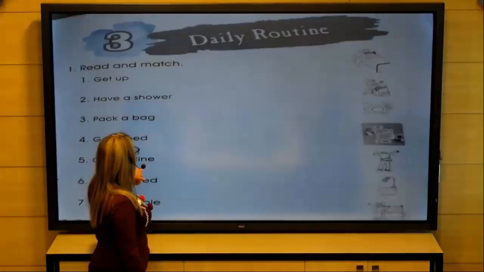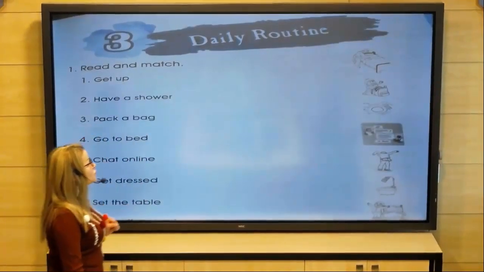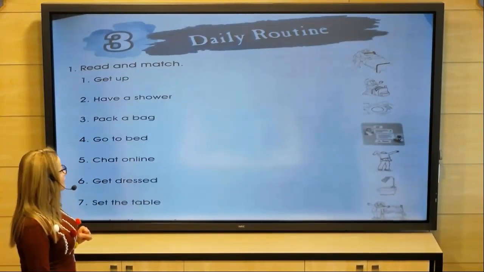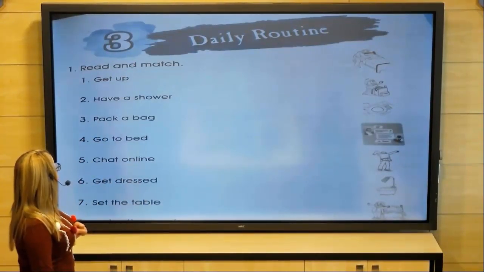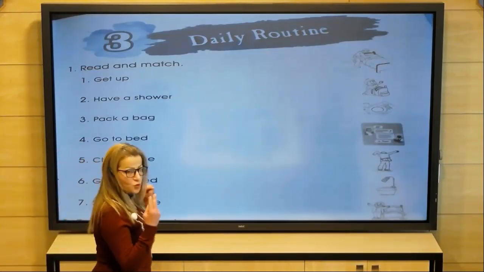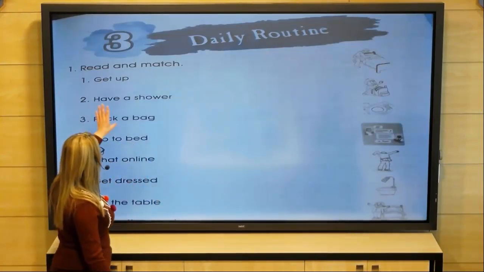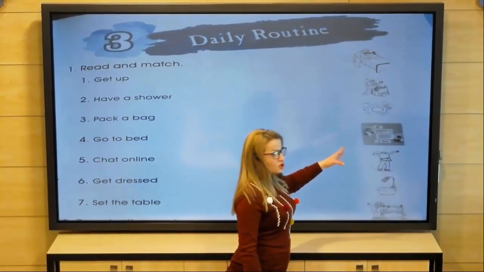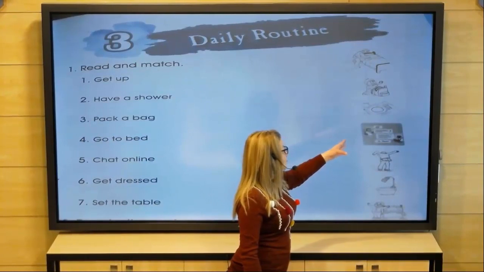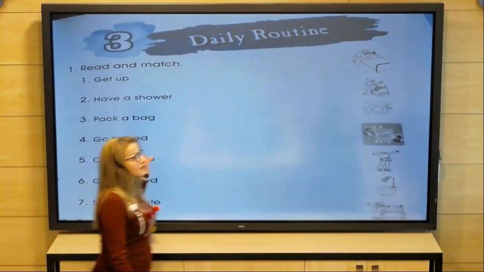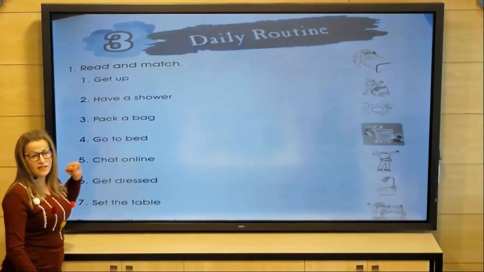Now, close your textbook and open your workbook on page 12, exercise 1. Read and match. Look, we have 2 parts. The first part contains verbs and the second part contains pictures. These pictures explain the meaning of these verbs.